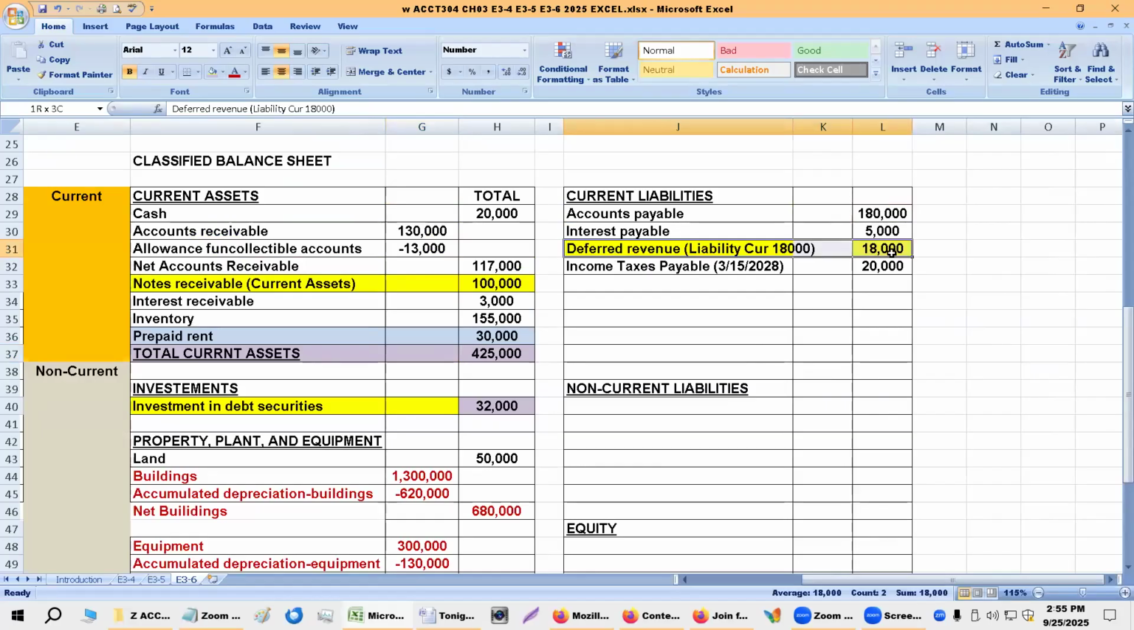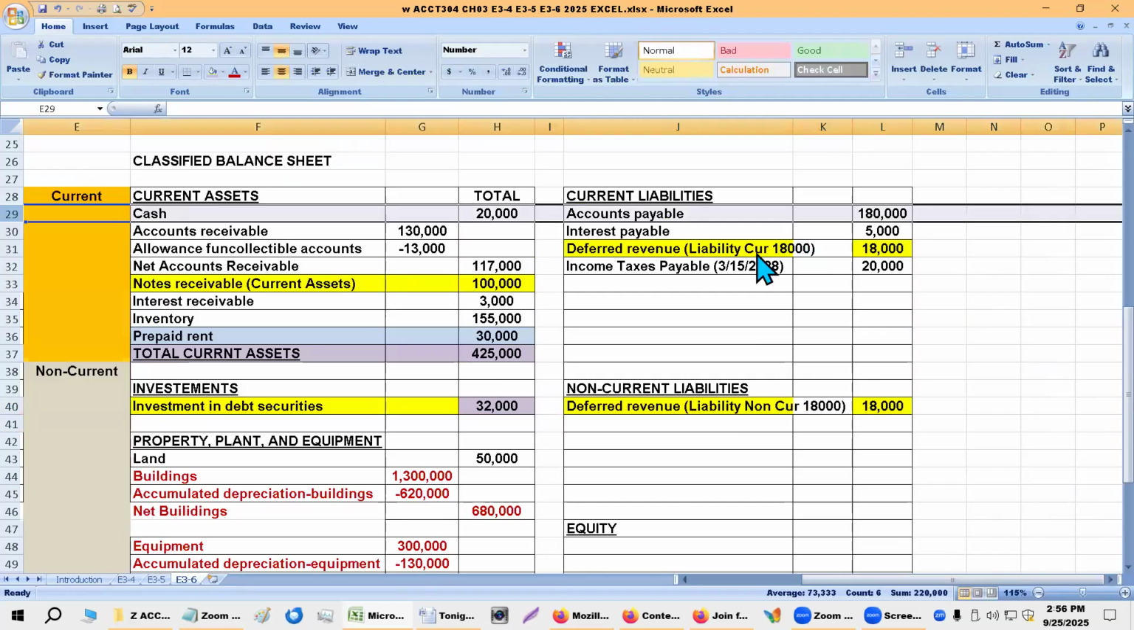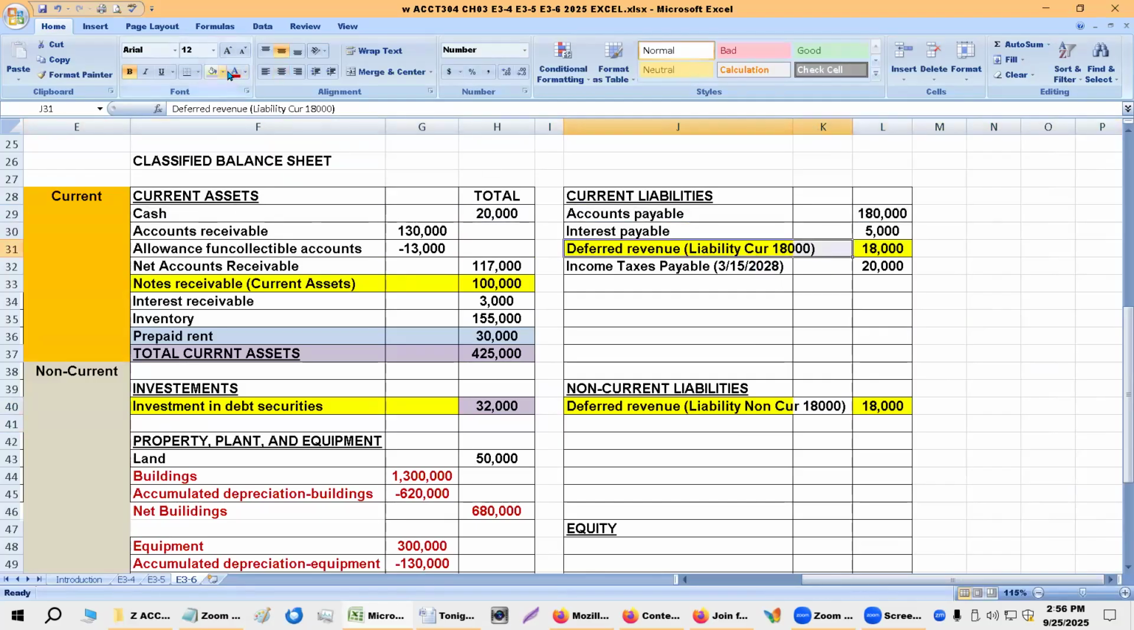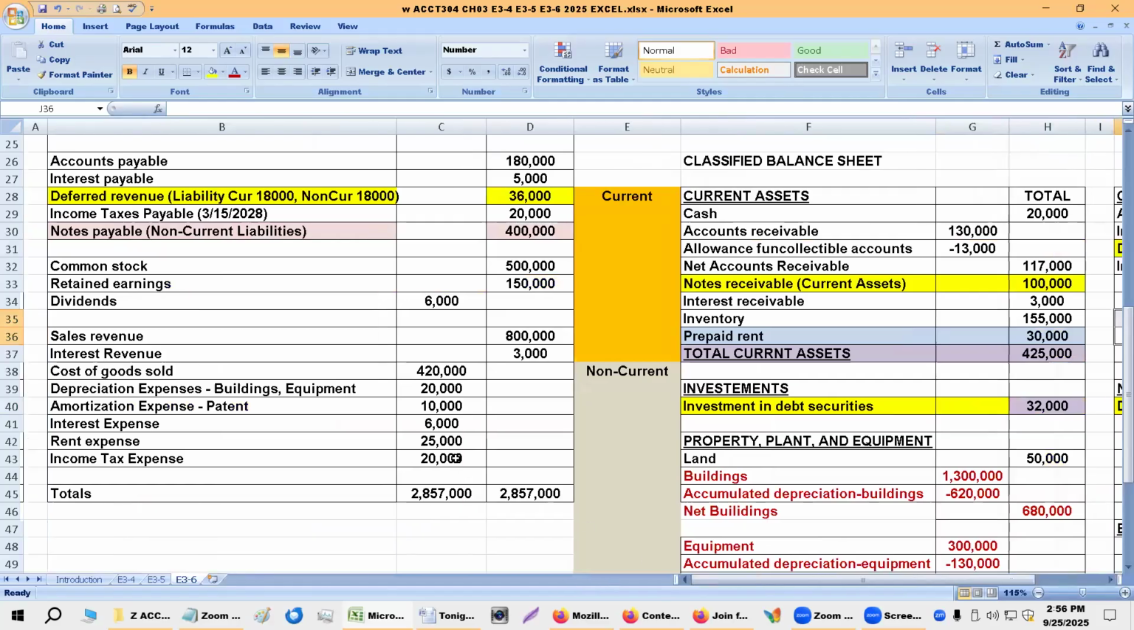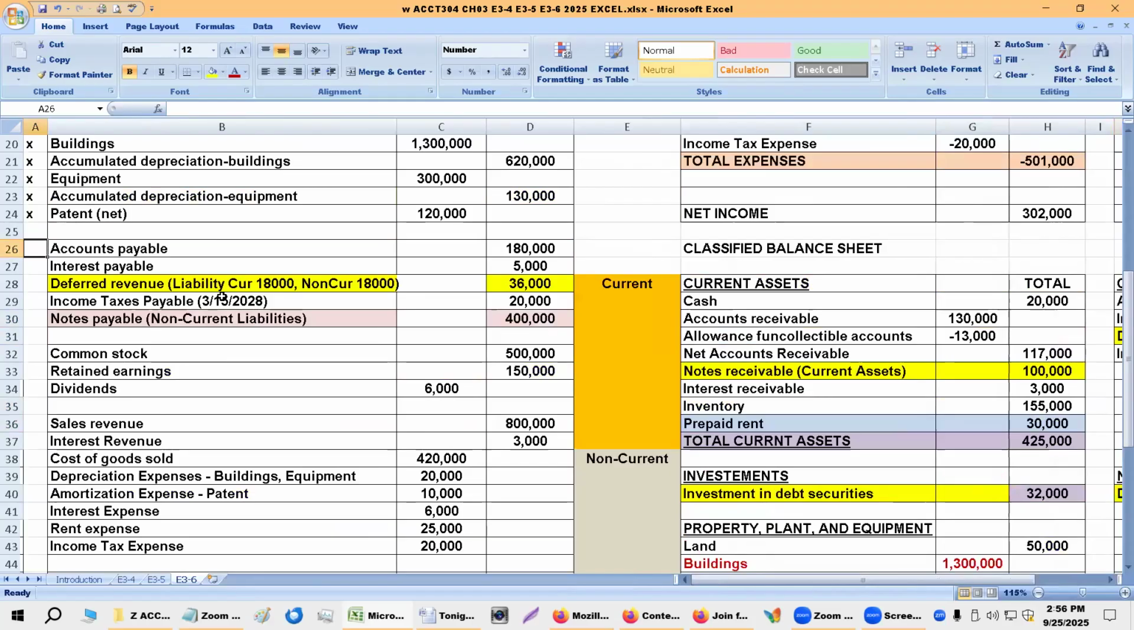So we're going to have deferred revenue, current, and this will be non-current. Splitting it up. Okay, X, X, X. We've got those. And now let's do this note payable, non-current.